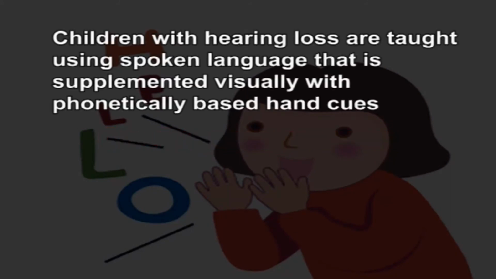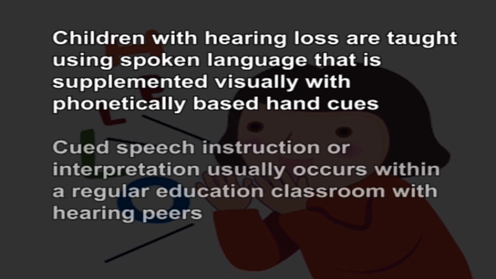Children with hearing loss are taught using spoken language that is supplemented visually with phonetically based hand cues. Cued speech instruction or interpretation usually occurs within a regular education classroom with hearing peers.